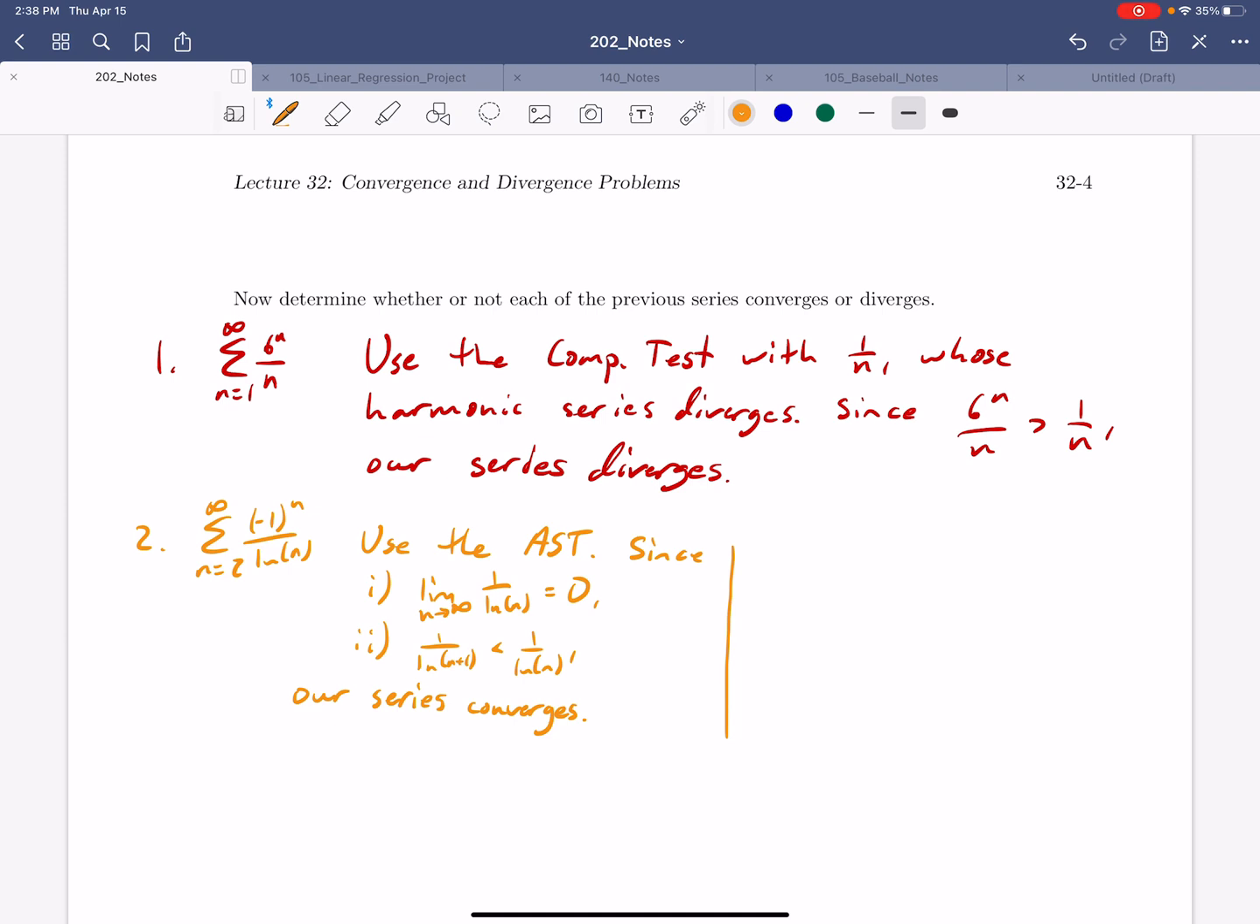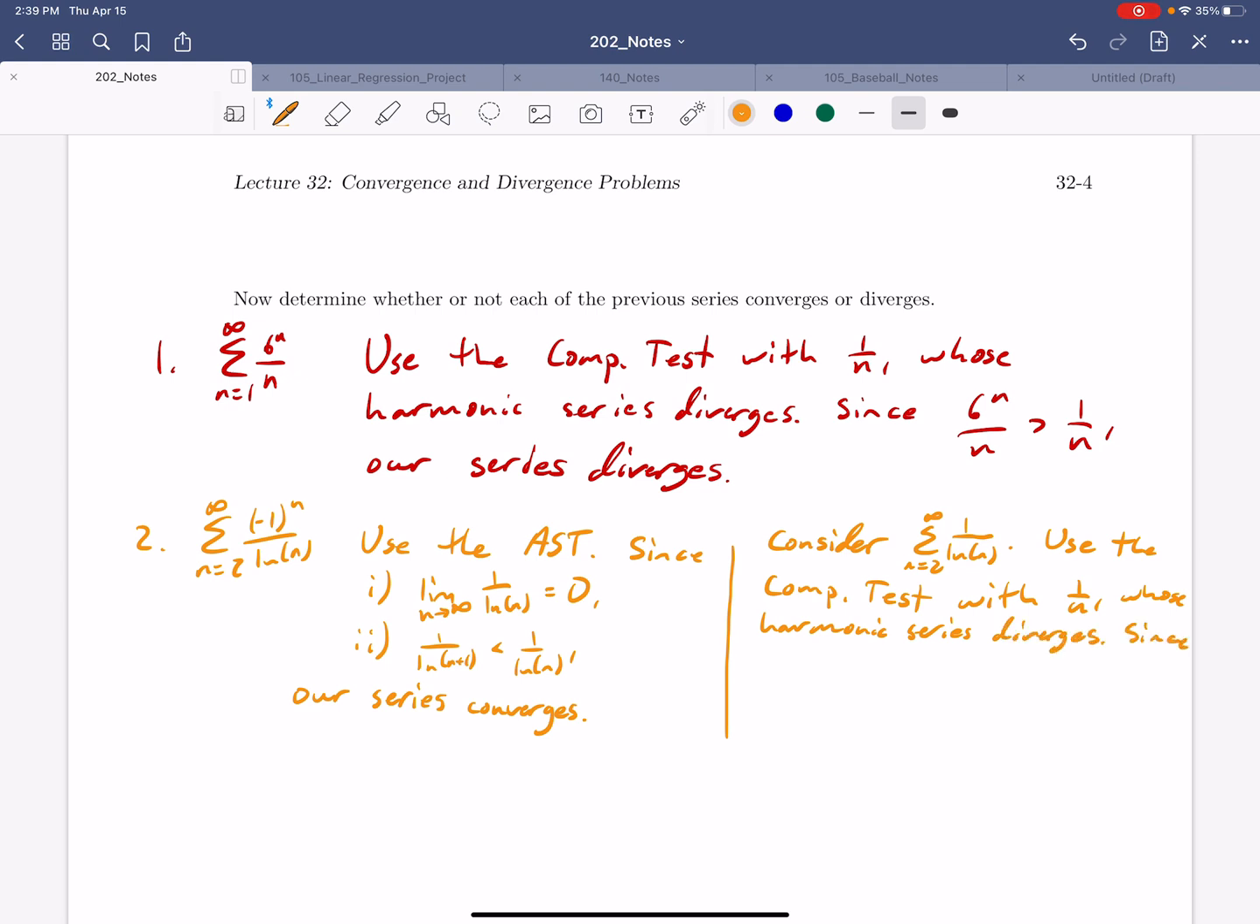Okay? Now to see whether we get absolute or conditional convergence, consider this series, 1 over ln of n, right? Drop the negative ones again. Drop the alternation. Again, we're going to compare to a p-series. In fact, again, we're going to compare to 1 over n. Use the comparison test with, again, 1 over n, whose harmonic series diverges.